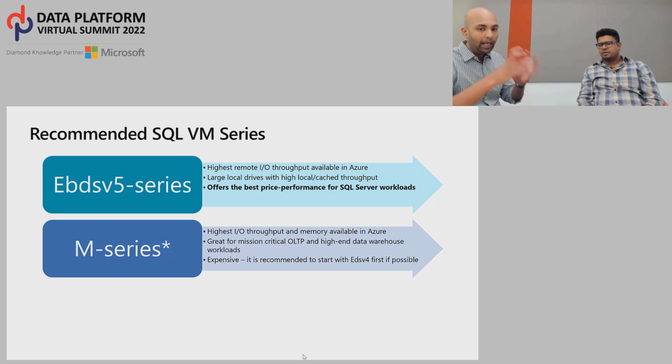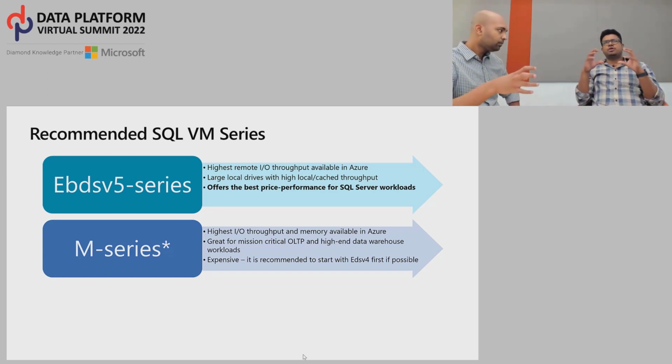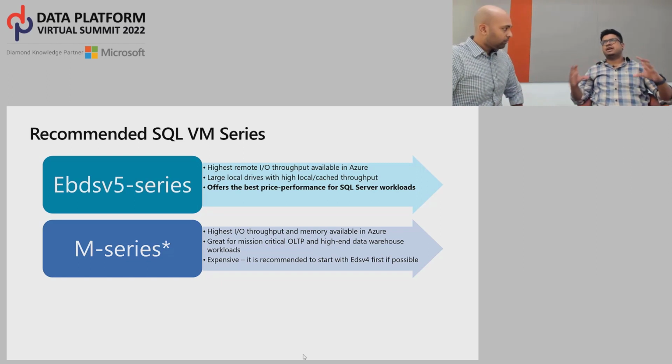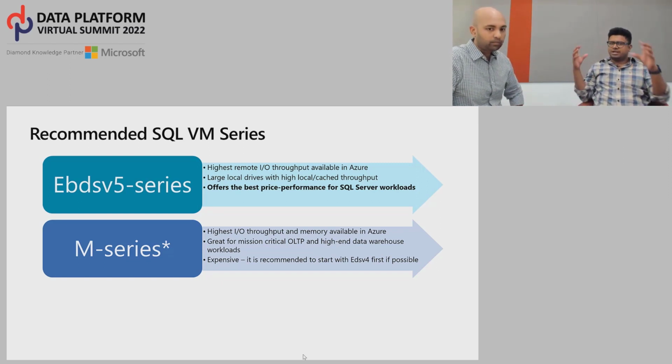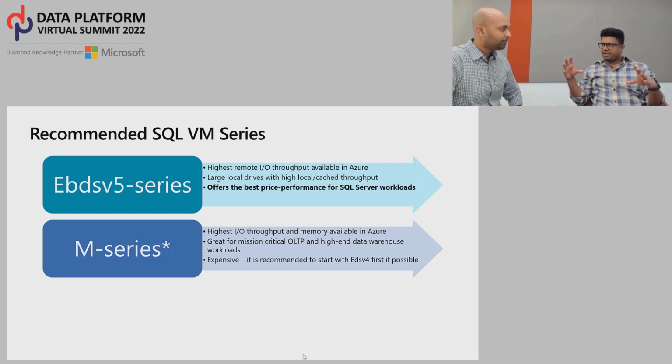Now, M series are great for really large scale mission critical OLTP and high end data warehousing workloads. Let me understand it right, because it might confuse customers too. We are saying that EBDS v5 is best and this is best for mission critical. What we are essentially talking about here is that EBDS v5 has a limit to where you can go, and it's 512 GB, I guess, is the max.